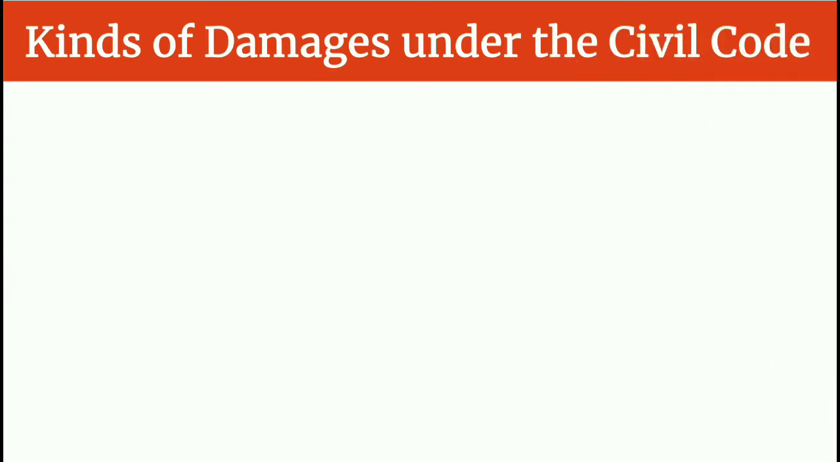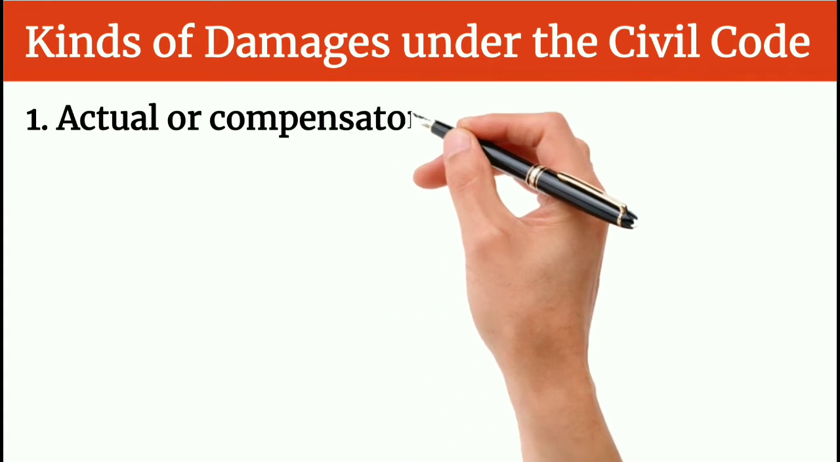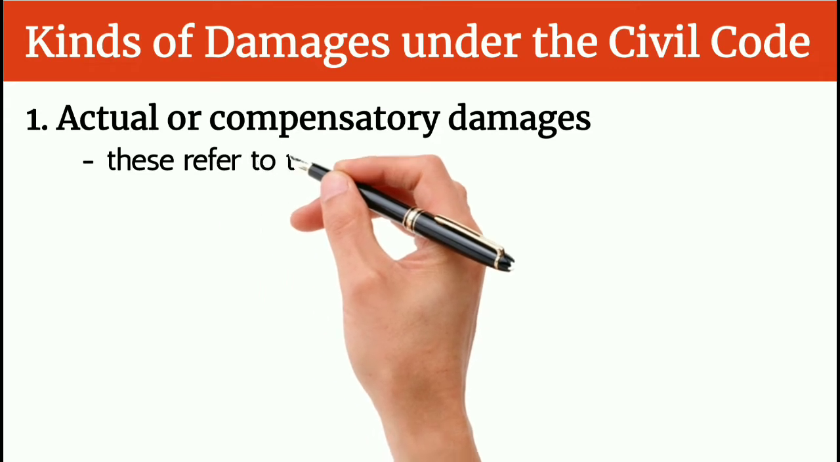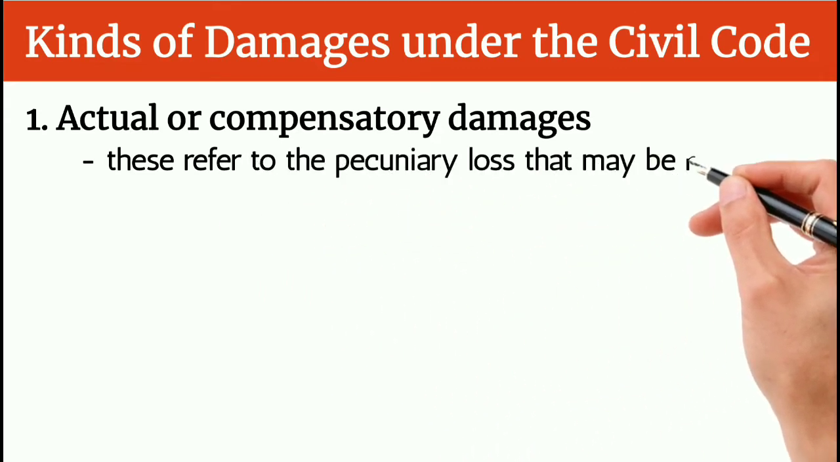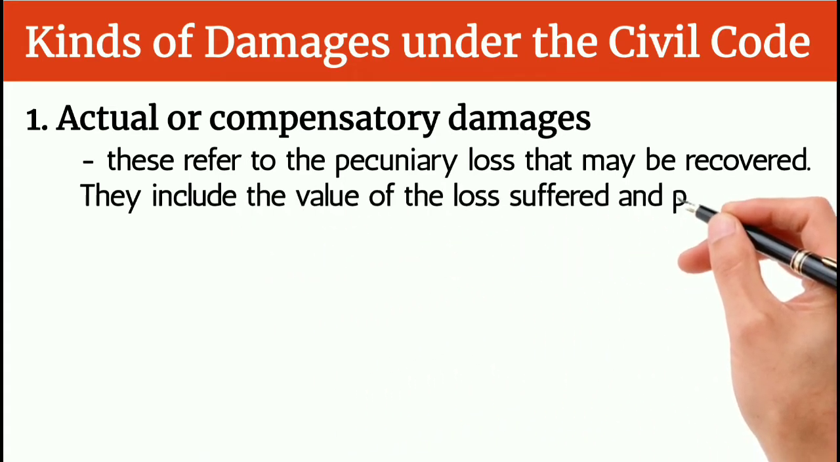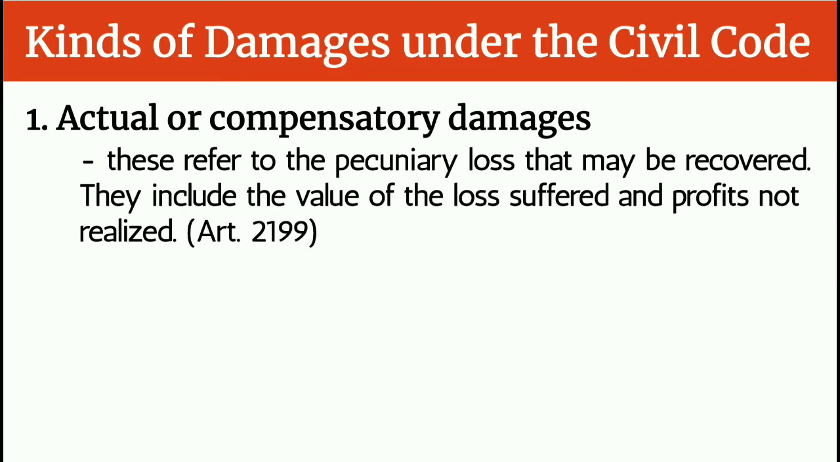The first kind of damages is actual or compensatory damages. Actual or compensatory damages refer to the pecuniary loss that may be recovered. They include the value of the loss suffered and profits not realized. This is Article 2199 of the new Civil Code of the Philippines. The word pecuniary means consisting of money, measured in money, or relating to money. That's why kapag sinabing pecuniary, we are talking about monetary.